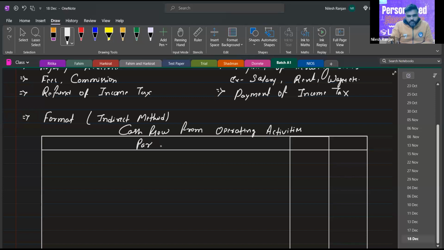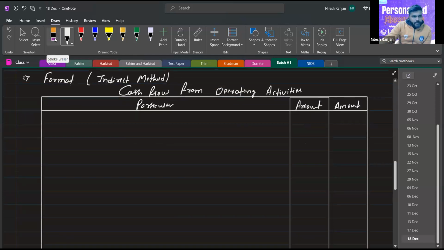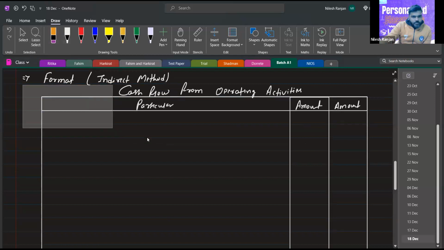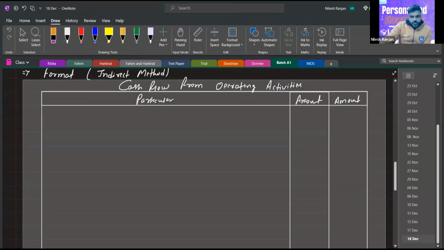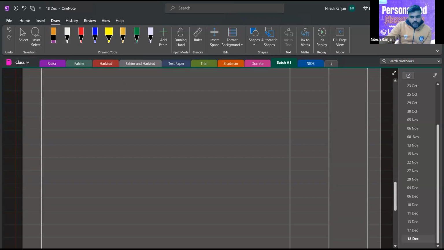So, how to calculate that? You remember the format, Fahim? Yes, sir. Okay, can you tell me? Sir, first, the opening balance and the closing balance. Okay. Actually, let me copy the format first. Net profit for the year. It's like particulars and amount. One amount column, one particulars column.